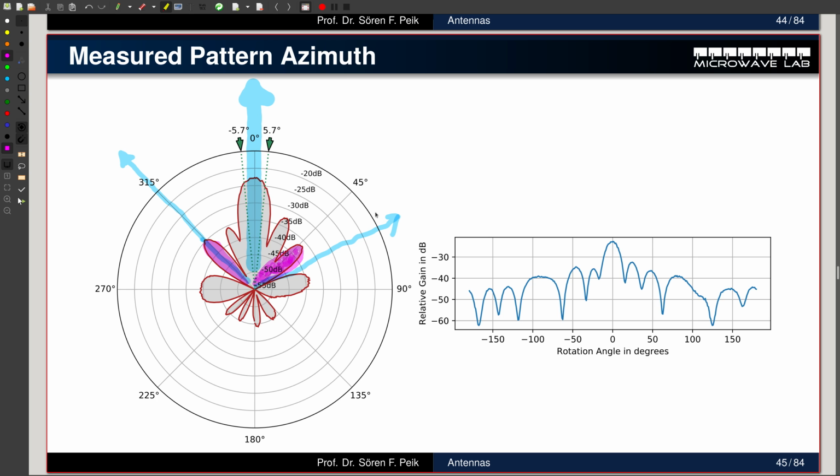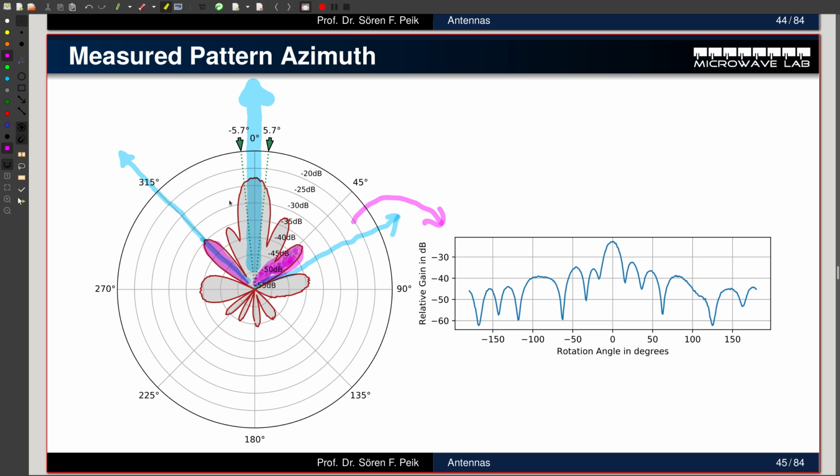When you unroll this polar plot, you can also see the same diagram in a Cartesian plot, and it looks like this. Some people give these Cartesian plots, some others give the polar plot. The polar plot is more intuitive.